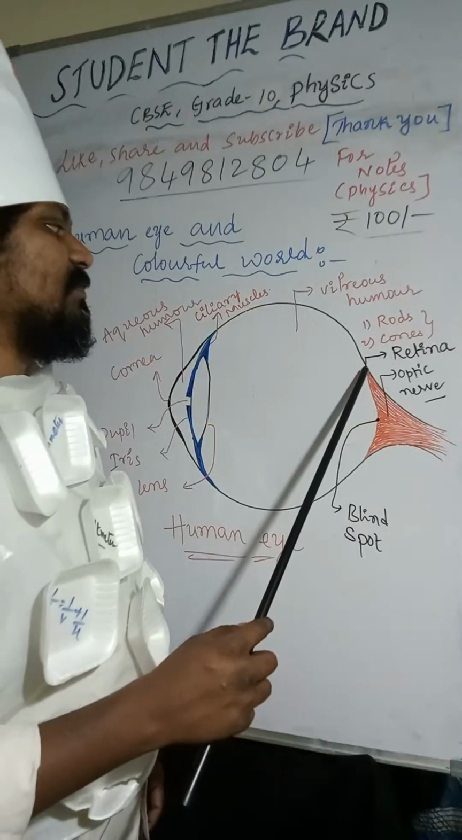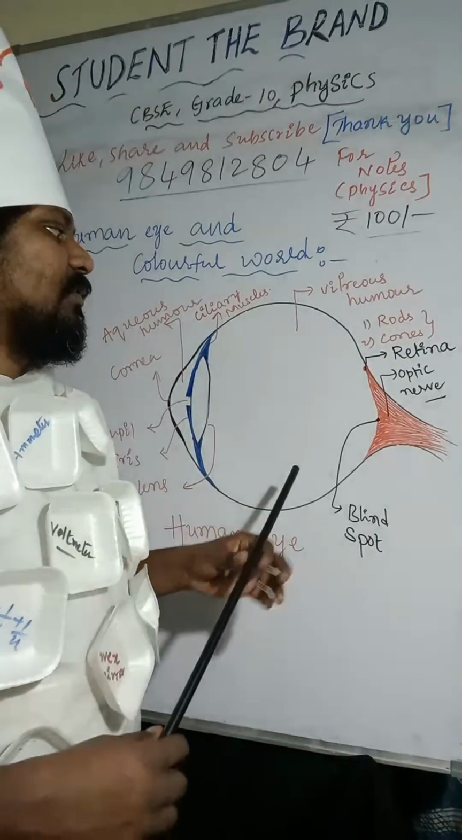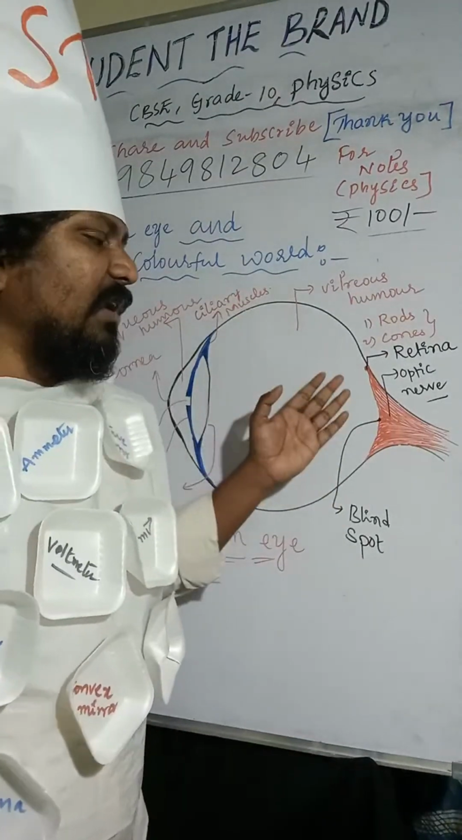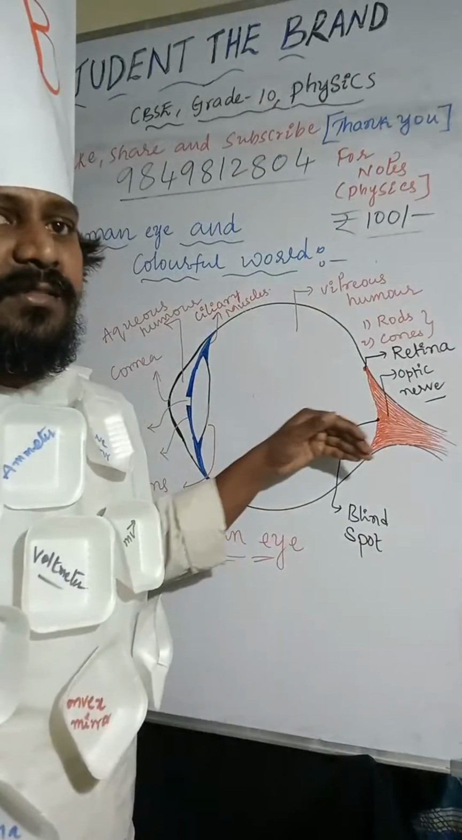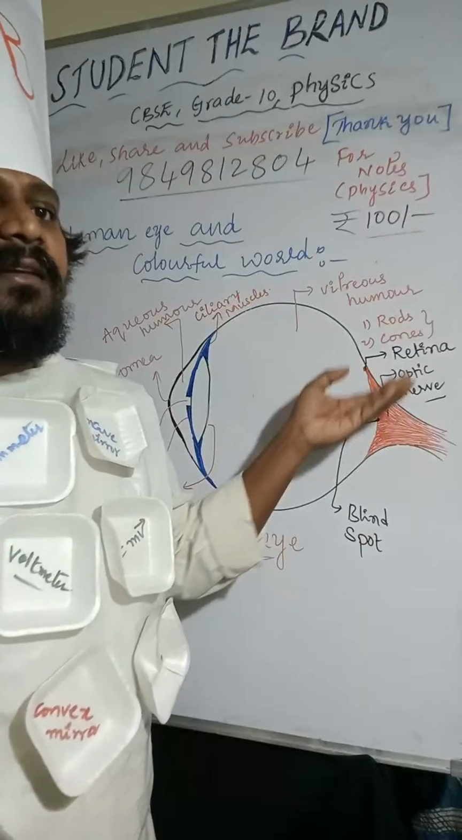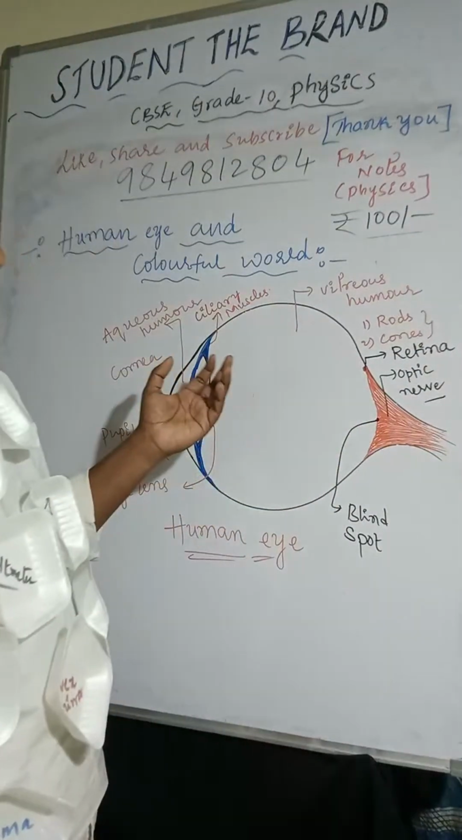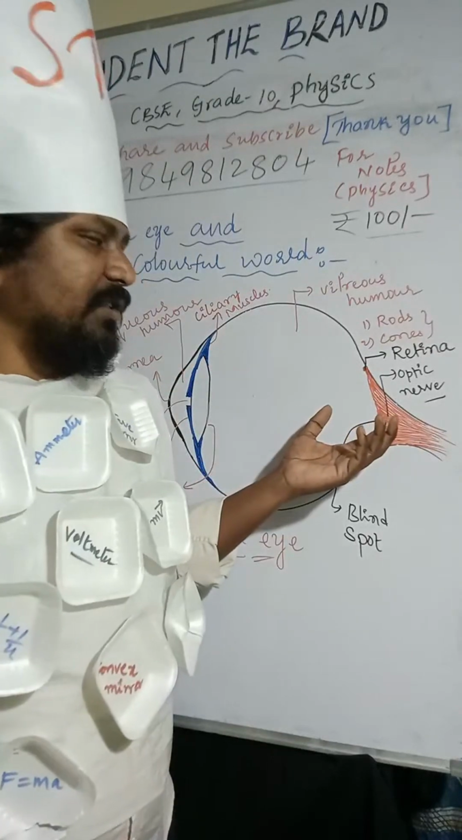The image formed at the retina is a 2D image, so that will be converted into 3D. It will be converted into electrical signals, and those electrical signals reach the brain through the optic nerve. So the brain will add the additional information. Okay.